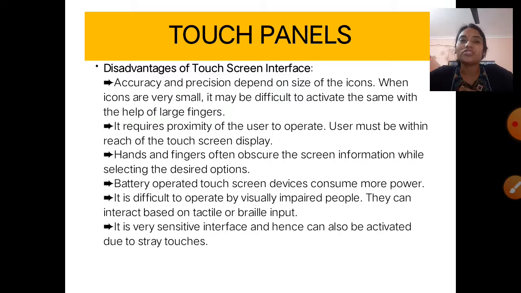Battery operated touch screen devices consume more power. It is difficult to operate by visually impaired people. They can interact based on tactile or braille input. It is a very sensitive interface and hence can also be activated due to stray touches. So this is all about touch panels or touch screens.